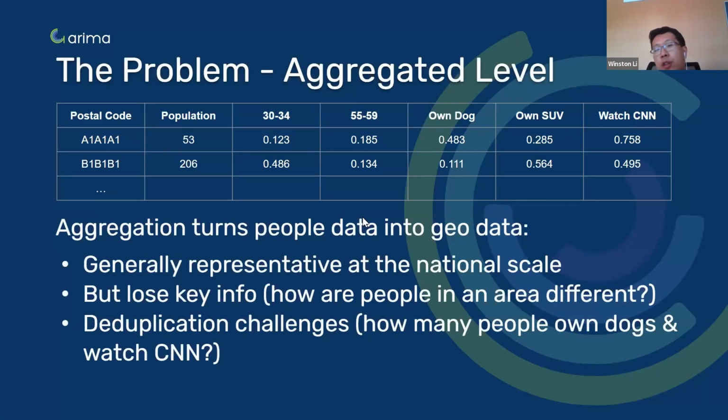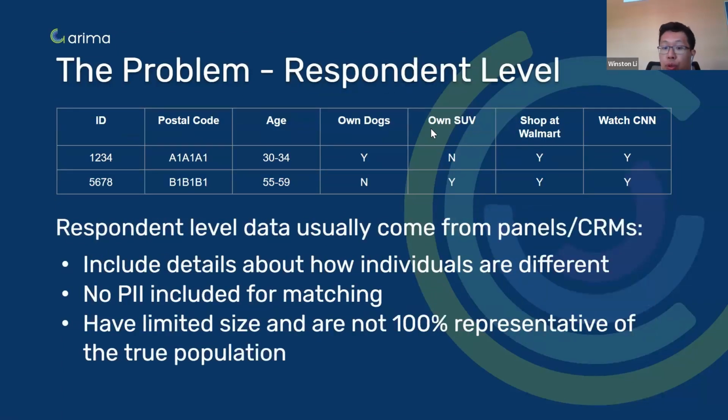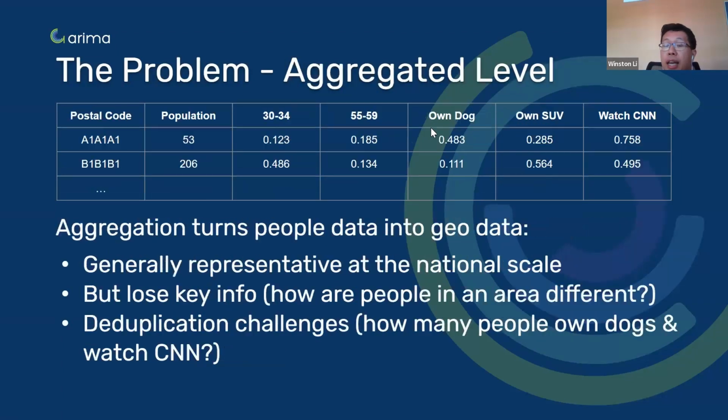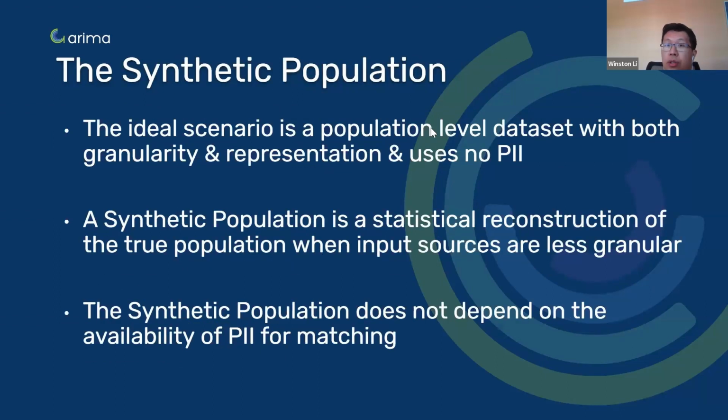The ideal solution is if we can take aggregated information like the census and reconstruct individuals from that, so that we can gain the best of the two worlds. We have both granularity and we also have full national representation. And that's what synthetic data does. So that's what the synthetic population does. And of course, synthetic population is a form of synthetic data.